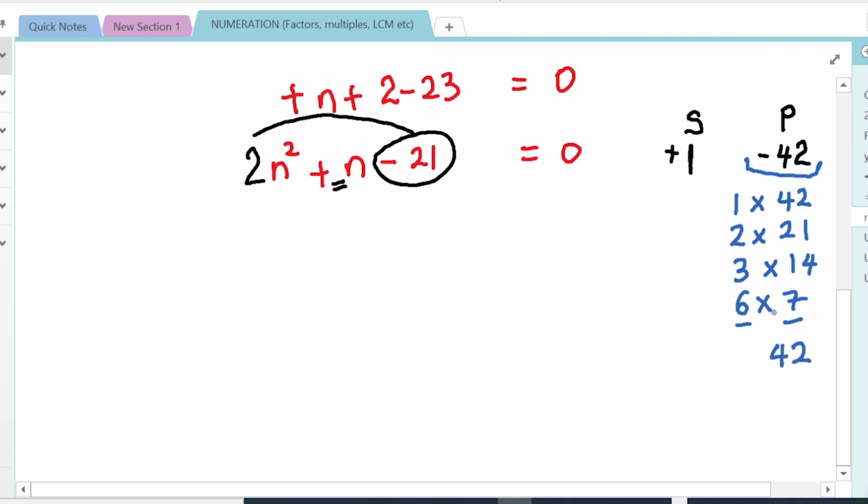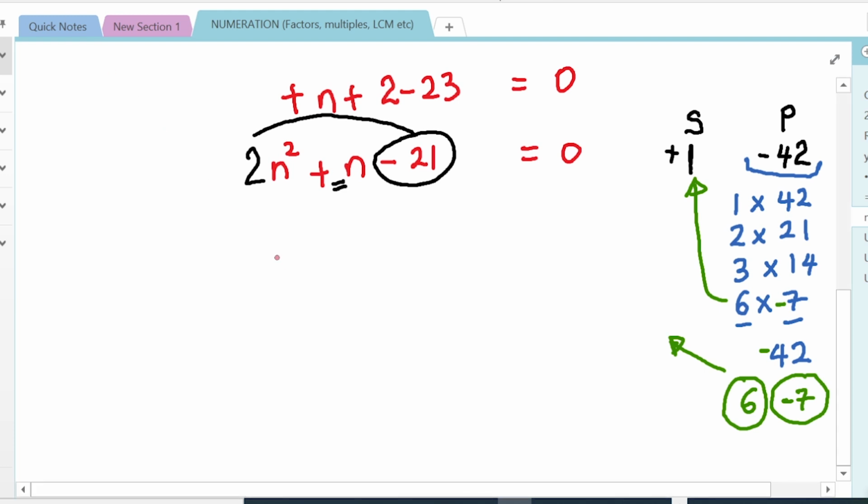And then if we make one of these two negative, if we make this 7 negative, 6 times negative 7 will give us negative 42. Then 6 plus negative 7 gives us negative 1. Hmm, if you add those two, it gives us negative 1. So the two numbers are 6 and negative 7. So these are the two roots that are going to apply there.